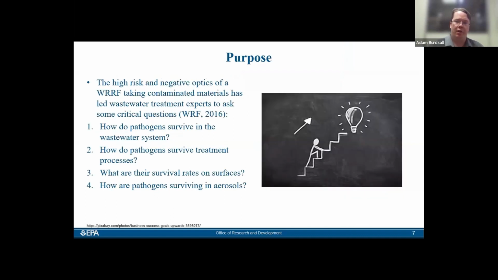Those high risks that I talked about, and the negative optics of a wastewater treatment plant taking on contaminated materials, have led wastewater treatment experts to ask a number of critical questions about pathogen survival, like how do they survive in the wastewater system? And by extension, how do they survive that treatment process?